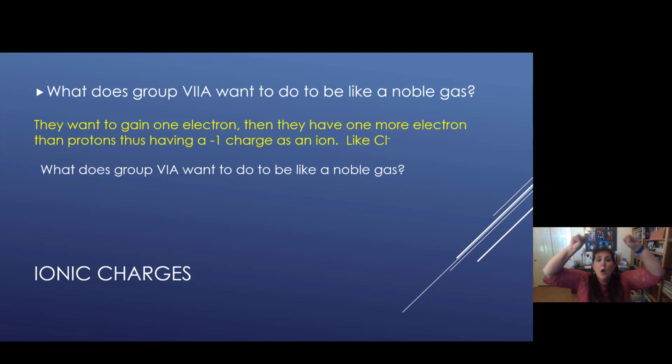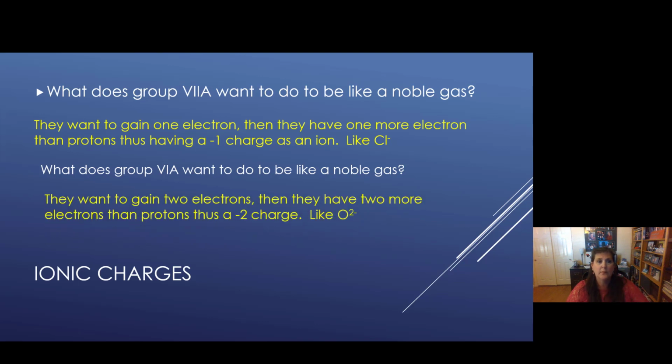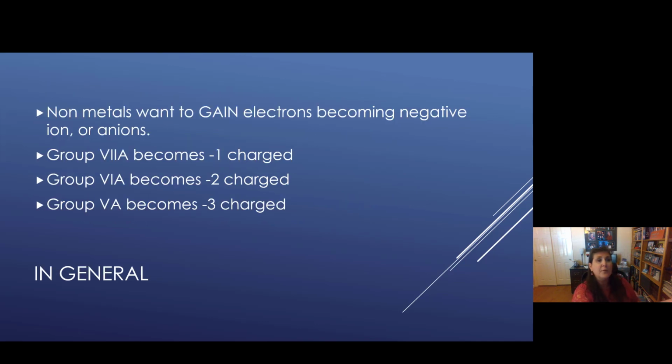So 2 more negatives than they started with. It's going to make them -2 charged. You have to write the 2. So they want to gain 2 electrons. Then they have 2 more electrons than they started with, so a -2 charge, like oxygen 2-. Good job. So we can now generalize with the nonmetals.